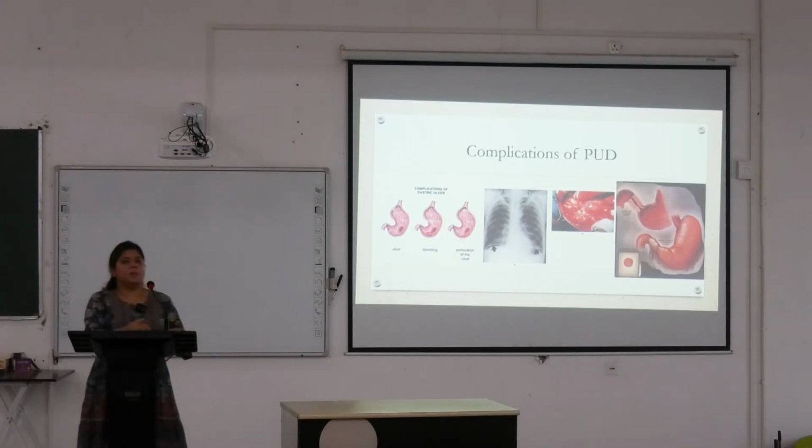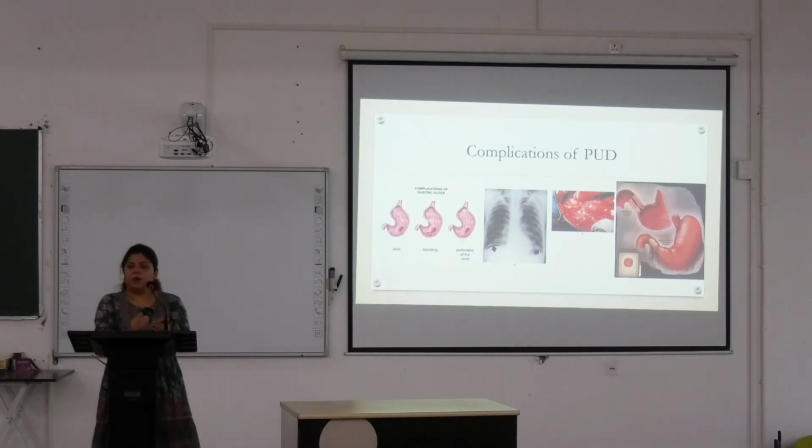Now normally bleeding is the second most common, and perforation is the rather more common complication of peptic ulcer disease. In 15 to 20% of cases, peptic ulcer disease comes with perforation. It may be the first presentation. The patient may not have known that he had it.